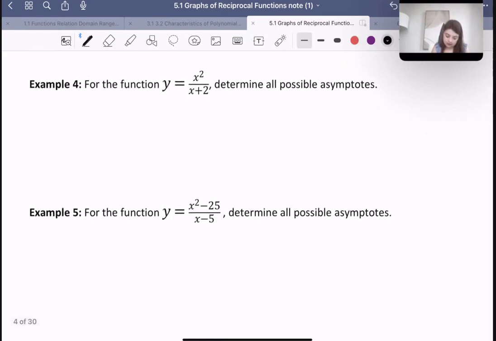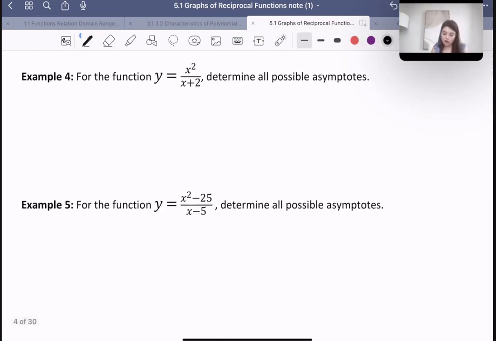Okay, then let's move on to example 4. Example 4 says, for this function, determine all the possible asymptotes. So first of all, what's our vertical asymptote? It would be x equals negative 2, because if we plugged negative 2 into the denominator, we would get 0, and that's not possible. And if we plug that into the numerator, we don't get 0, so there's nothing we can really cancel out here, okay?